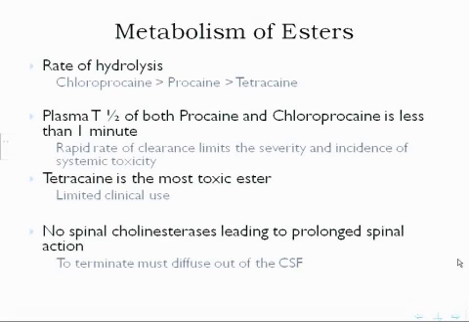Where you might see a problem would be somebody who has cholinesterase deficiency. So somebody who has pseudocholinesterase deficiency, if you give them an ester, they can get into the toxic range pretty quick. Tetracaine has limited clinical use because of its toxicity in high concentrations. Where we use tetracaine is we use it in spinals. If we want a long-acting spinal, one of the limitations of it is it takes a little bit of time to set up. But once it sets up, it lasts for a long period of time.